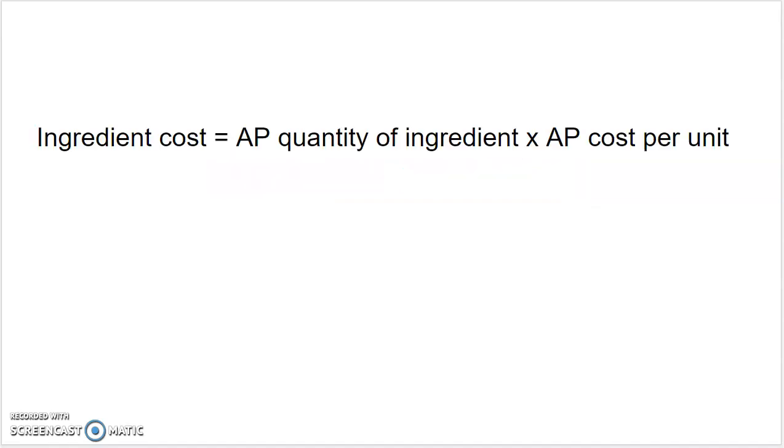In this video, we're going to talk about recipe costing. So the first step in doing that is finding an individual ingredient cost. To do that, you take the AP quantity of that ingredient and multiply by the AP cost per unit for that.